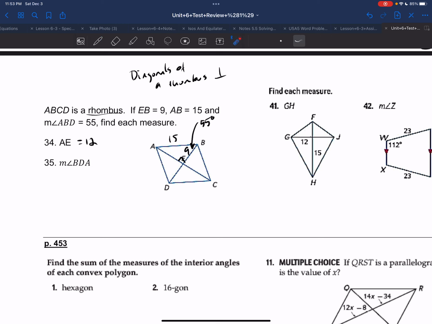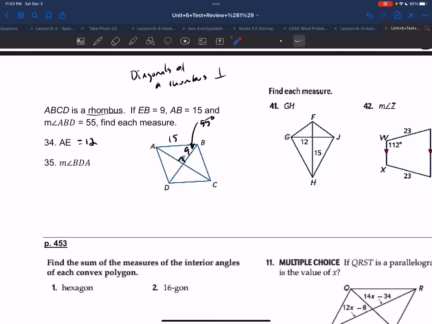Now, let's go ahead and take a look at 35. So BDA. So, since this is a rhombus, the diagonals actually split this whole angle into two congruent parts, right? So this angle here is 55, and this angle here is also 55. And since a rhombus is a parallelogram, opposite angles are going to be congruent. So whatever 55 times 2 is, right? Whatever that is going to be the same thing as here.